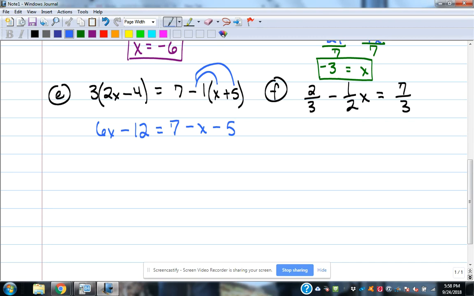Now I've got a problem that's got 2 things over here, 3 things over here. Can I simplify the right-hand side? Can I put some of that together? Are there like terms on the right-hand side? Not quite. 7 and -5. What's 7 minus 5? Not -2. 2. So -x plus 2 is what that's going to simplify to be.